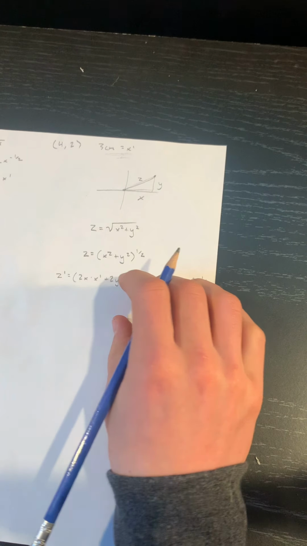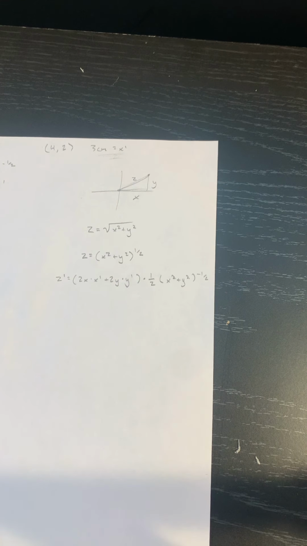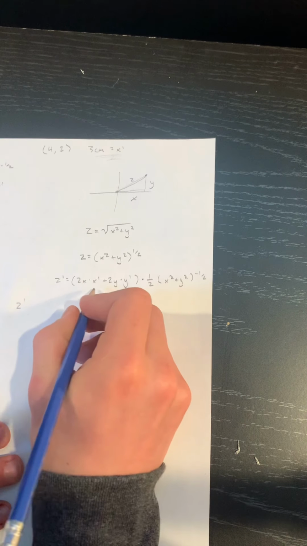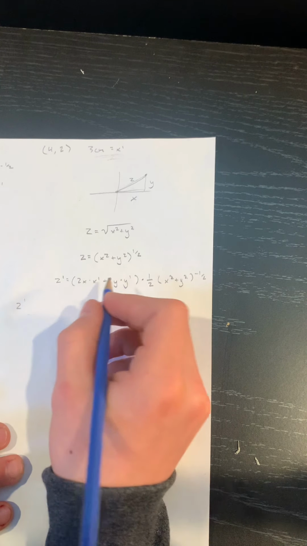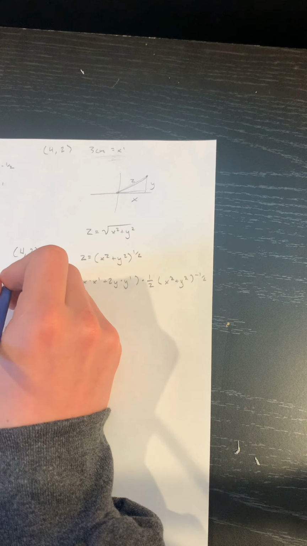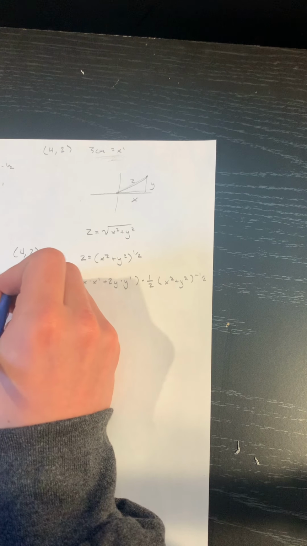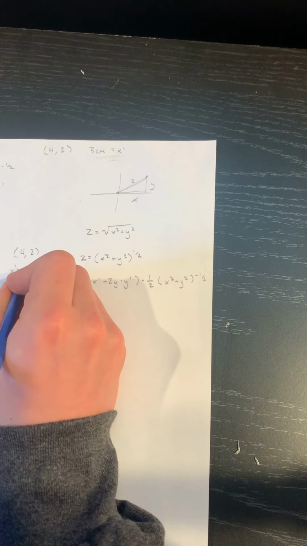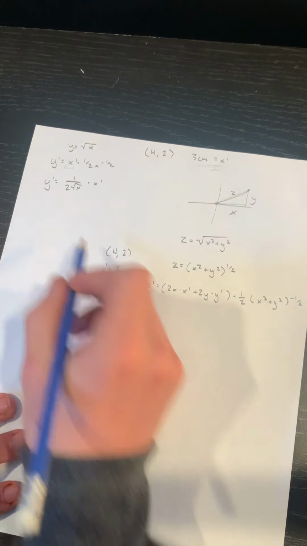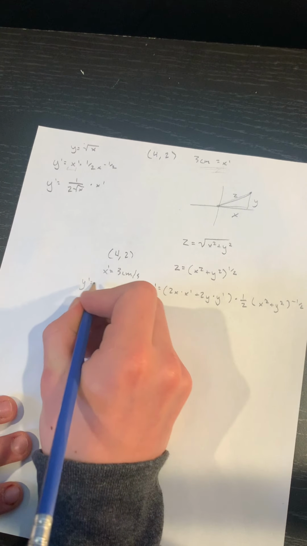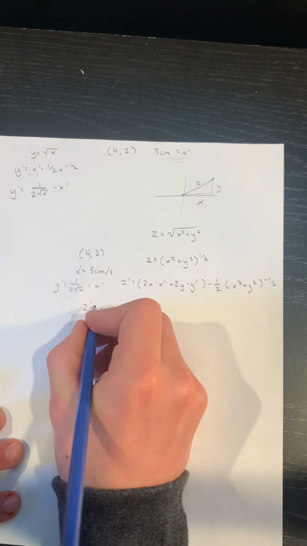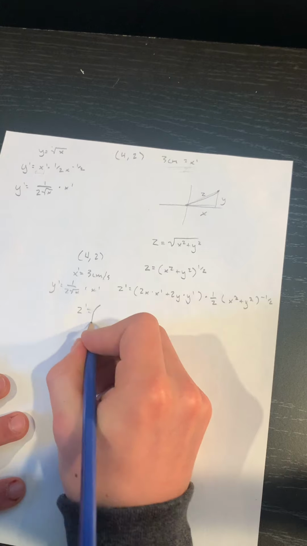Okay, so I'm going to start plugging in some points that I know. It gives us an x point on this curve, (4, 2), as well as a rate of change of the x-coordinate, x prime, which is equal to 3 centimeters per second. And also I know from up here that y prime is 1/2 root x times x prime. So again, I'm just going to write those terms in.